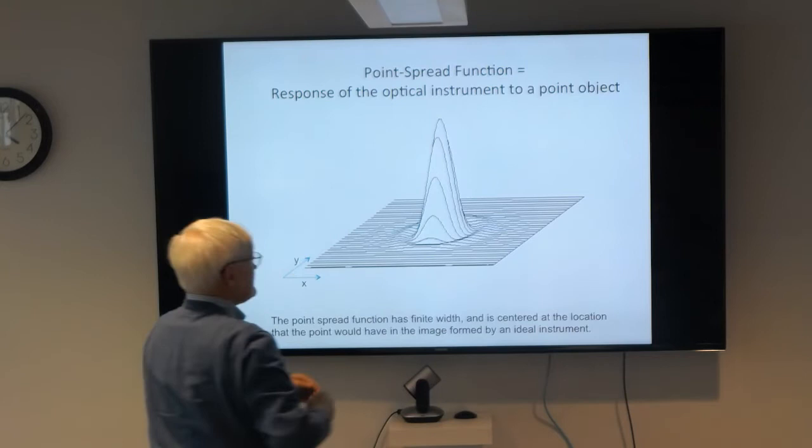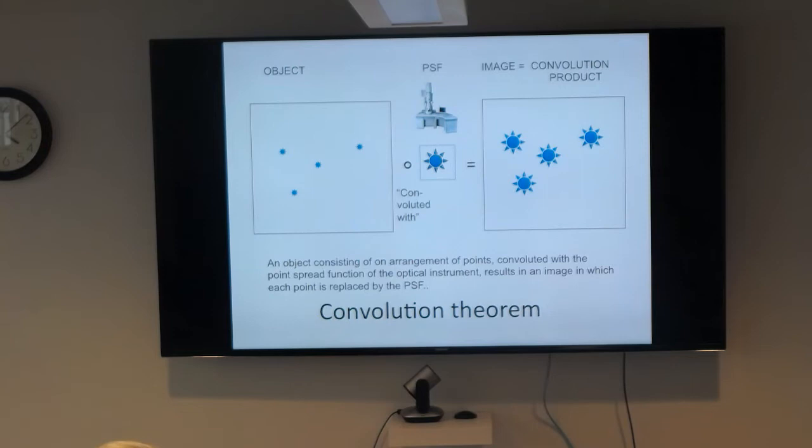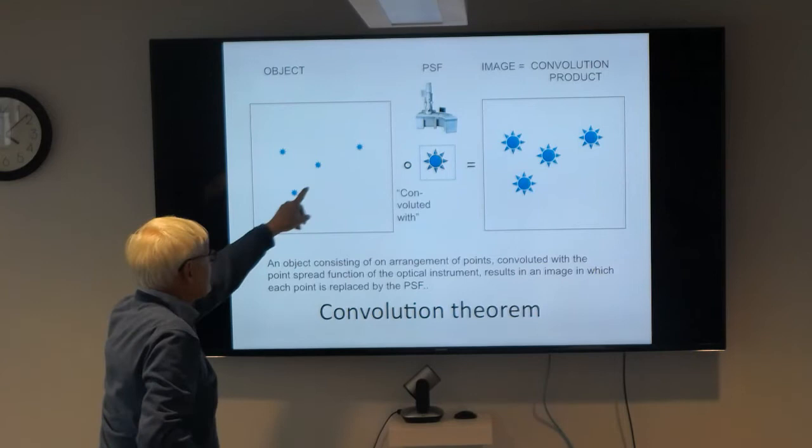So now, just think about the concept of point spread function. What does it mean? Well, the meaning can be very clearly expressed even if you take an object that consists only of discrete points. Then it makes immediate sense. Here's an object that consists of four points: 1, 2, 3, 4. They're completely separate from each other.